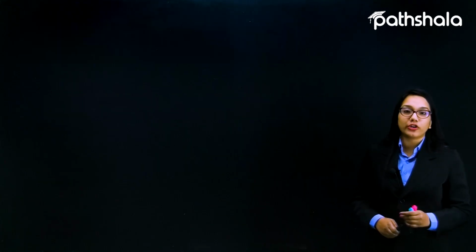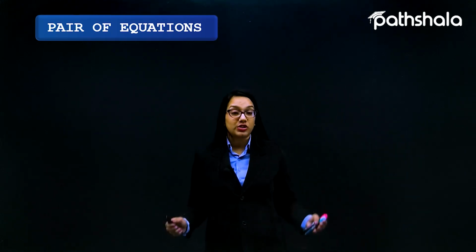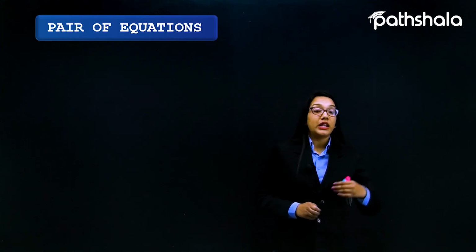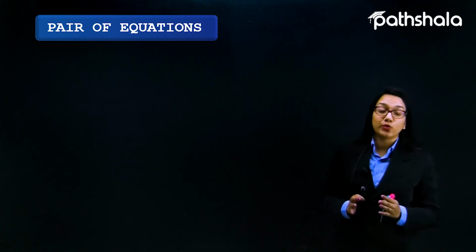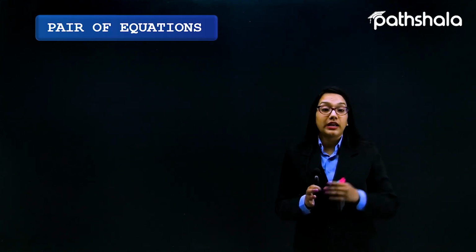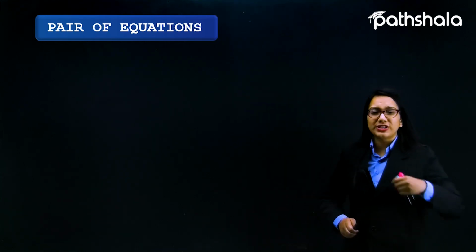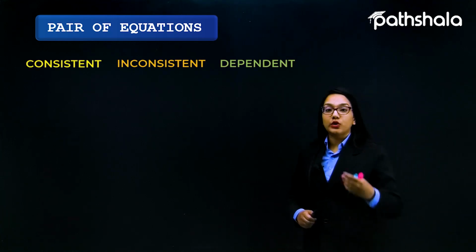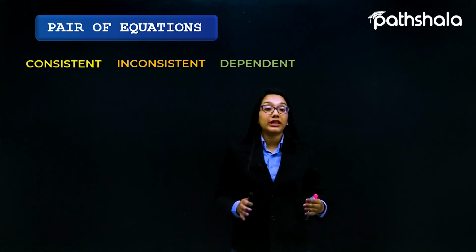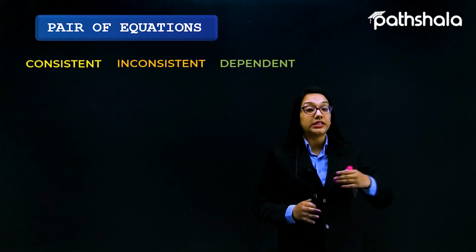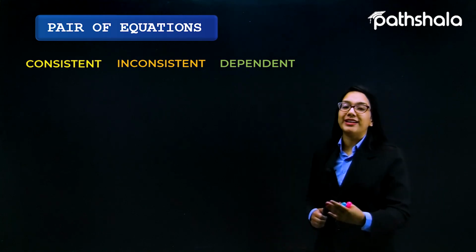Now let's move on and talk about pairs of equations. Obviously we are aware that a pair of linear equations can be parallel to each other if we are taking them in a graphical method. They can be parallel, they can be intersecting, they can be coincident. Similarly, we are talking about how consistent, inconsistent and dependent can be represented in a graphical manner.